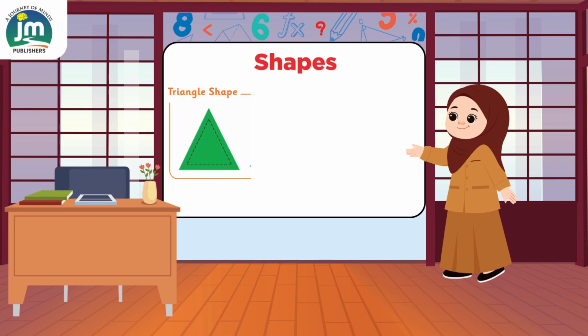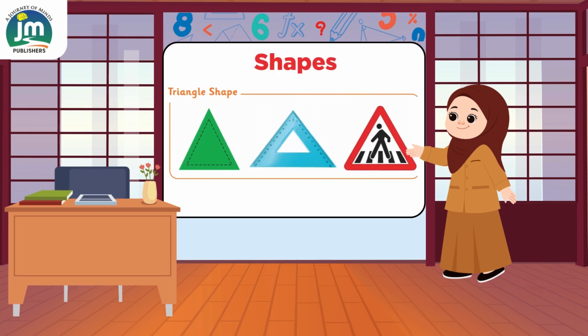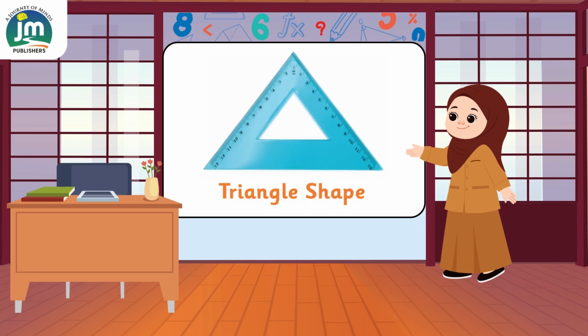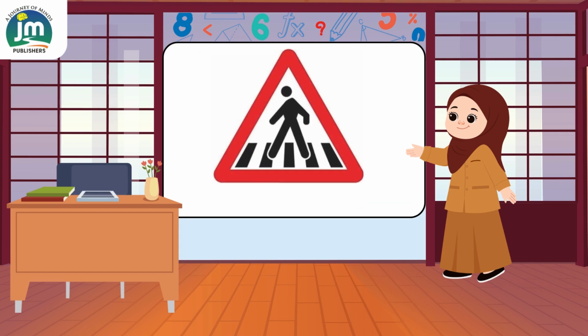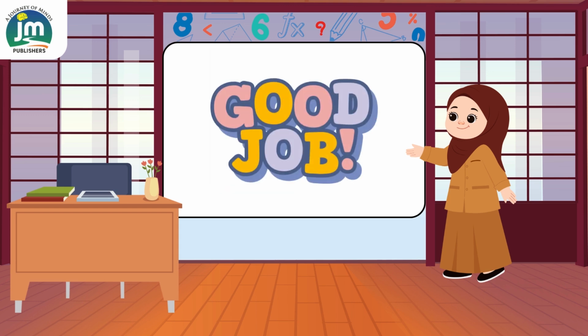Wonderful. Students, next is a triangle shape. A triangle has 3 sides. Say with me, triangle. The tent is a triangle. The second one is a triangle. And the last one is the road sign. The road sign is a triangle. It has 3 sides. Good job, kids.